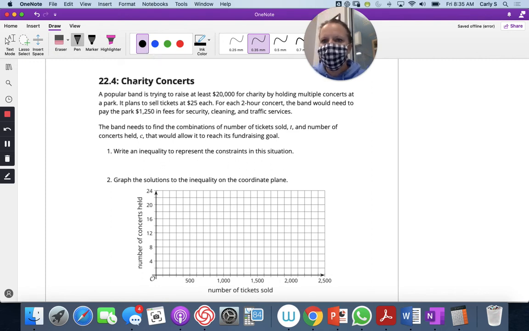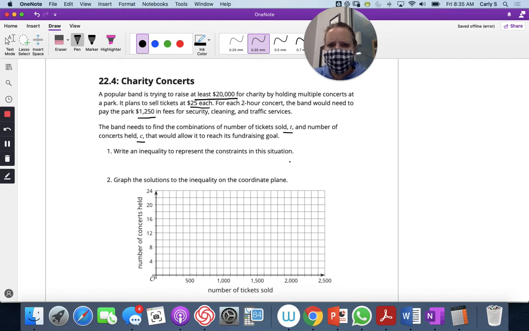So here we have a popular band trying to raise at least $20,000 for charity by holding multiple concerts at a park. It plans to sell tickets at $25 each. For each 2-hour concert, the band would need to pay the park $1,250 in fees for security, cleaning, and traffic services. The band needs to find the combinations of number of tickets sold T and number of concerts held C that would allow it to reach its fundraising goal. Write an inequality to represent the constraints of the situation.